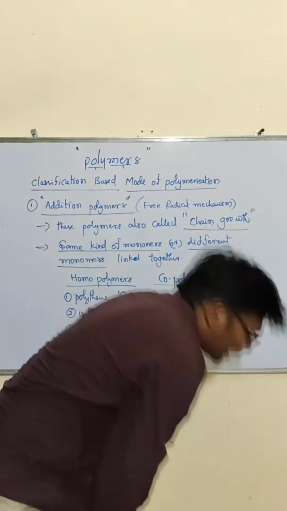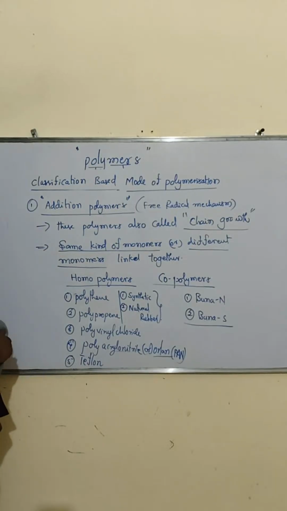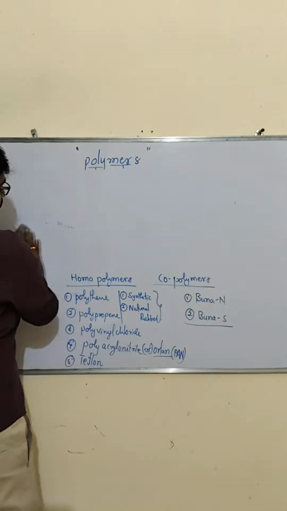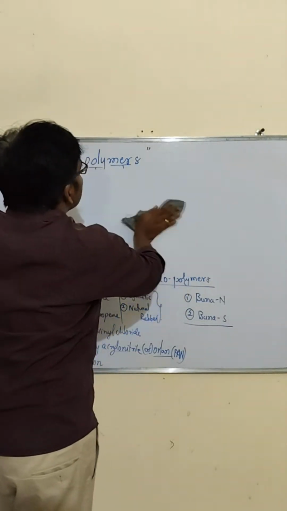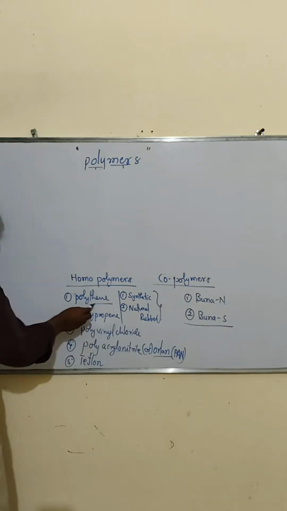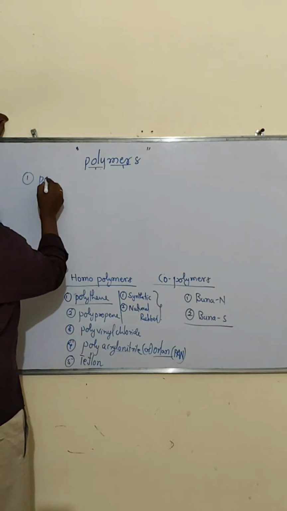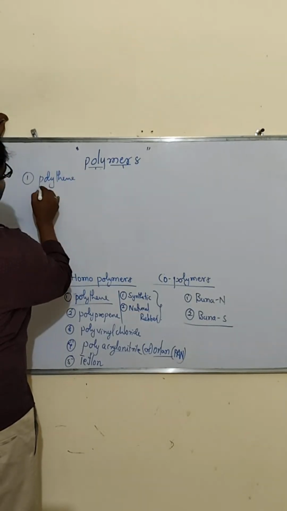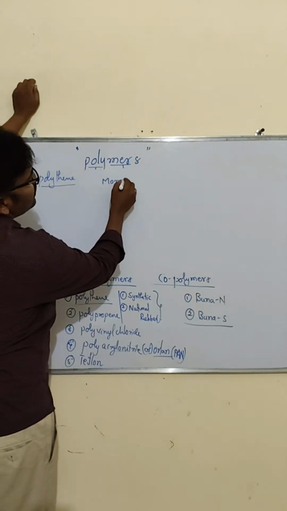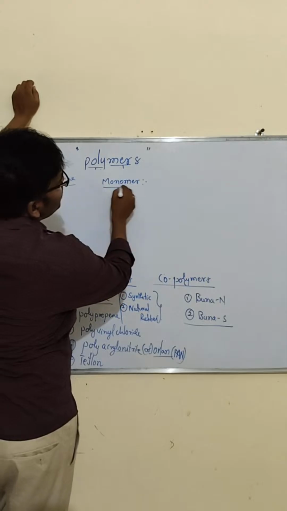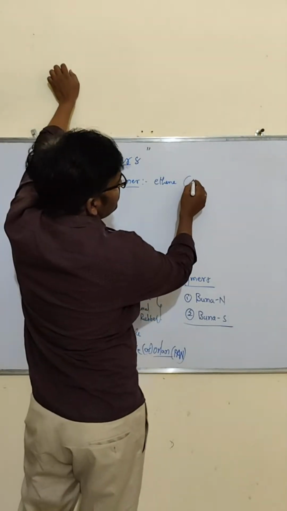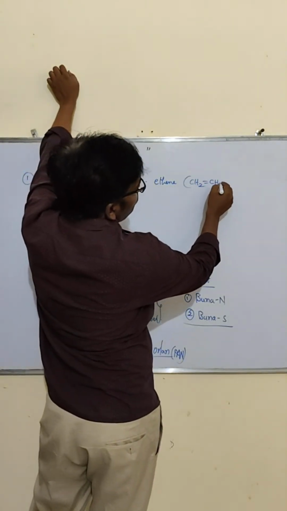So what are the addition polymers? First, what are the monomers for the addition polymers, the homopolymers that we have to discuss? Look at first, number one, polythene. Polythene is one of the polymers. The monomer for polythene is ethene. The structure of ethene is CH2 double bond CH2.